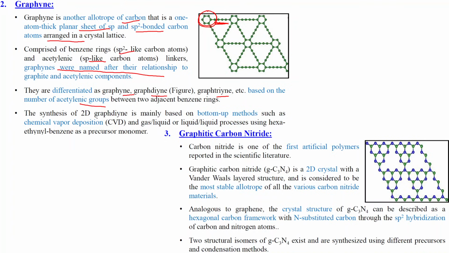Okay. So the synthesis of 2D graphyne is mainly based on bottom-up methods such as chemical vapor deposition, that is CVD, gas liquid or liquid process using hexaethynyl benzene as the precursor monomer. Okay. Another nanoparticle is the graphitic carbon nitride. Why we are discussing these nanoparticles in detail?